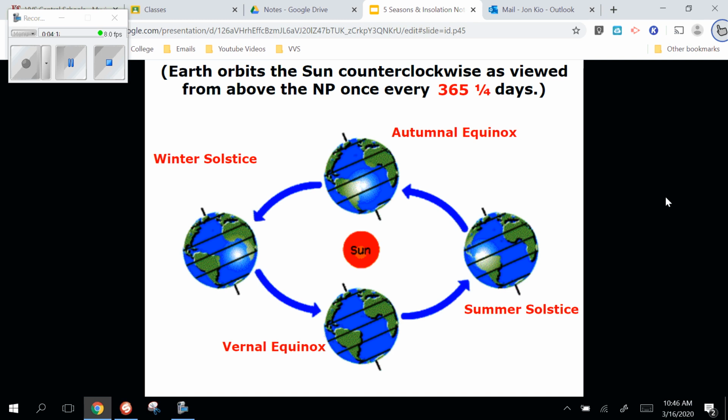The word vernal comes from a word meaning rebirth or rejuvenation, kind of. So we know that right around June 21st is our summer solstice, and then we just keep going every 3 months. September 21st-ish, December 21st, and March 21st. There's our dates. Those are the dates of our 4 key days.